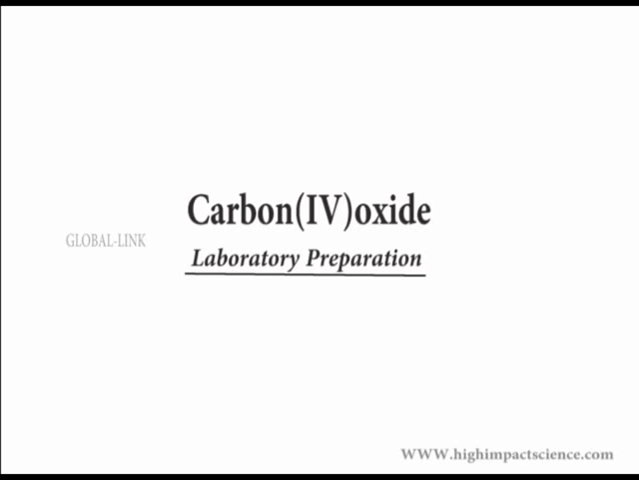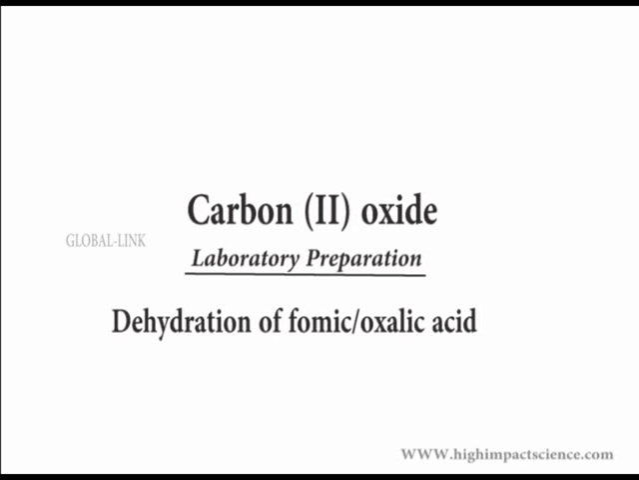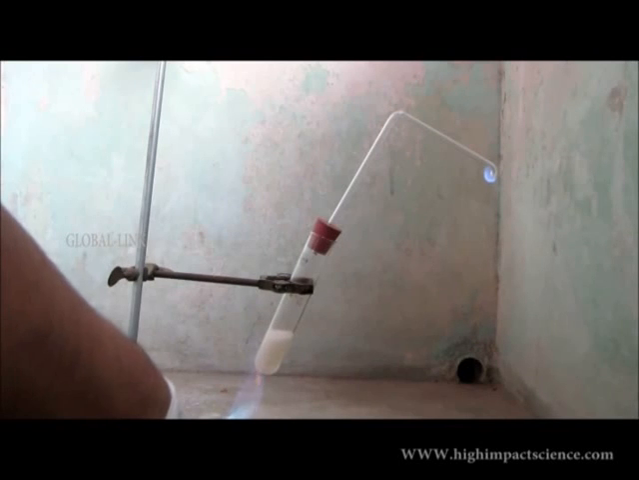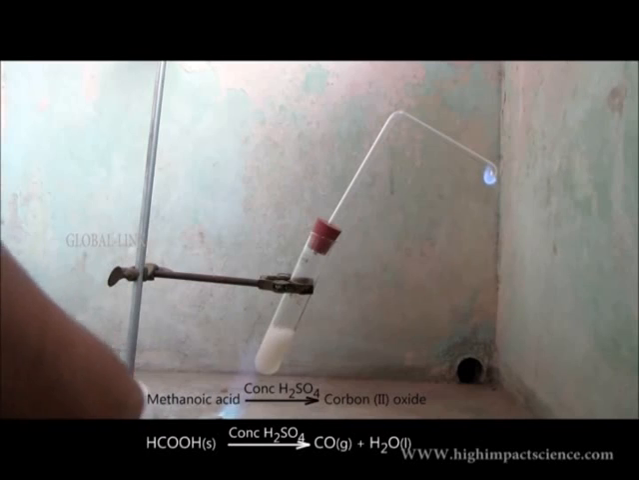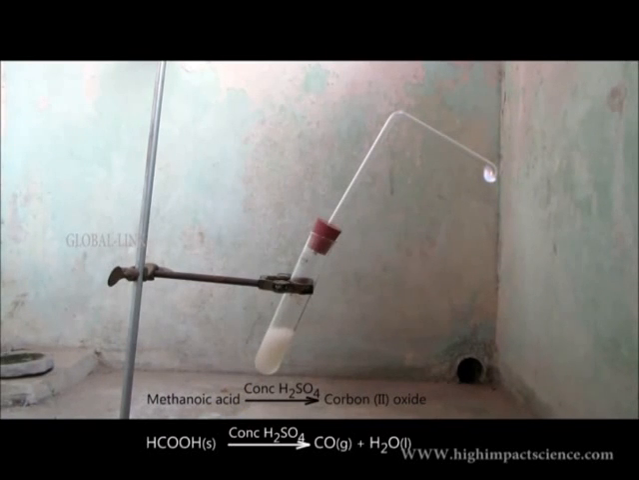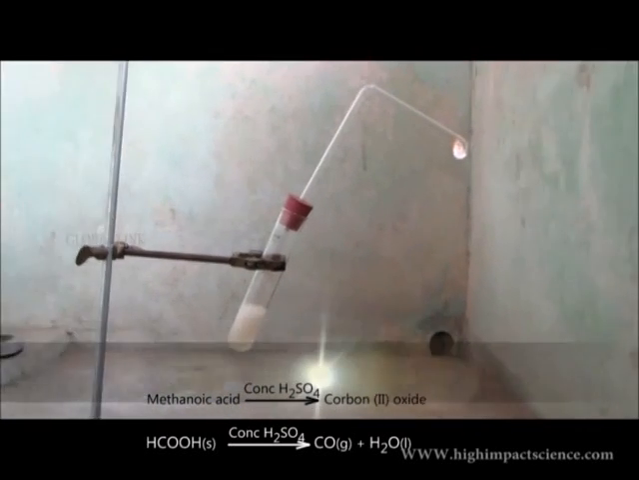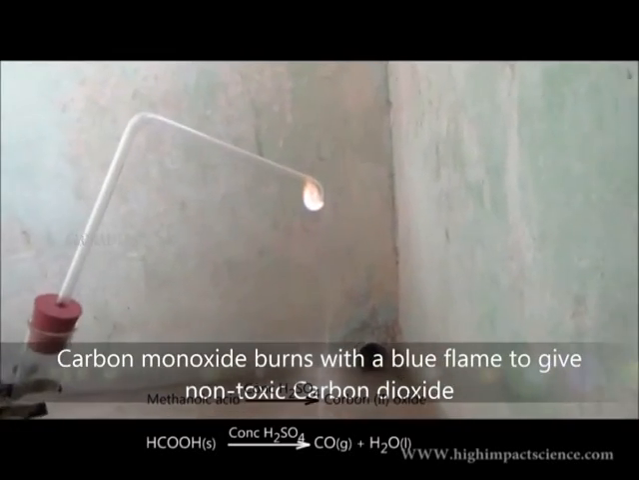Carbon 2 oxide is prepared by dehydrating methanoic acid, also called formic acid, with concentrated sulfuric acid. Oxalic acid, also called ethanedioic acid, can also be used. The gas is highly flammable and burns with a blue flame to form carbon 4 oxide.